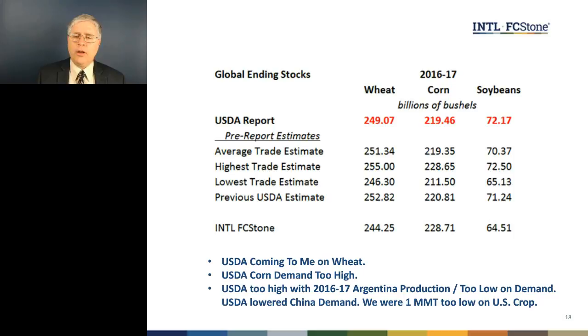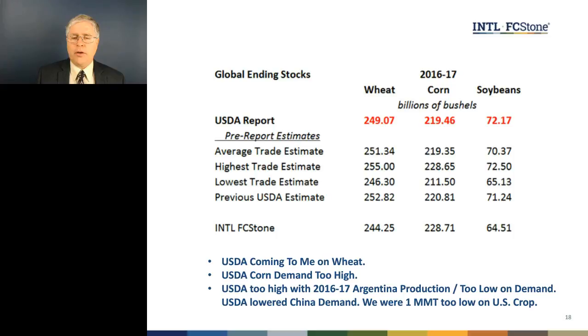Looking at global stocks, you see here the numbers: 249.07 for wheat, million metric tons. This is mislabeled, it should be million metric tons. My apologies again. I tried to put this together quickly after the report, and we'll get that straightened out. Corn at 219.46 million metric tons, soybeans at 72.17. You see where that falls relative to the trade expectations. The trade pretty well nailed it on the corn, a little bit bigger than the trade expected on soybeans.